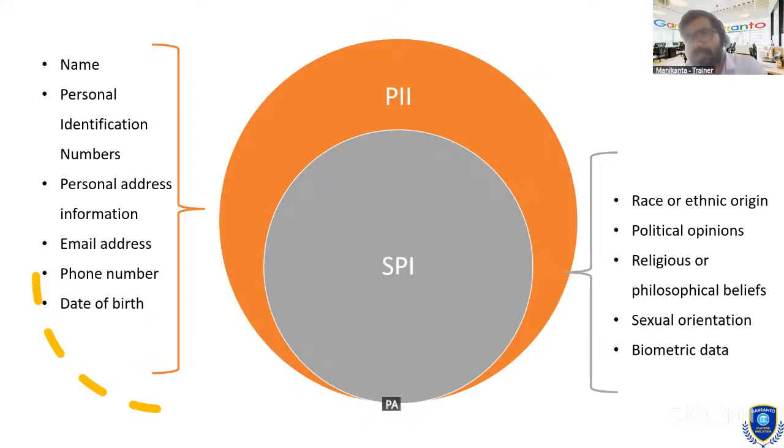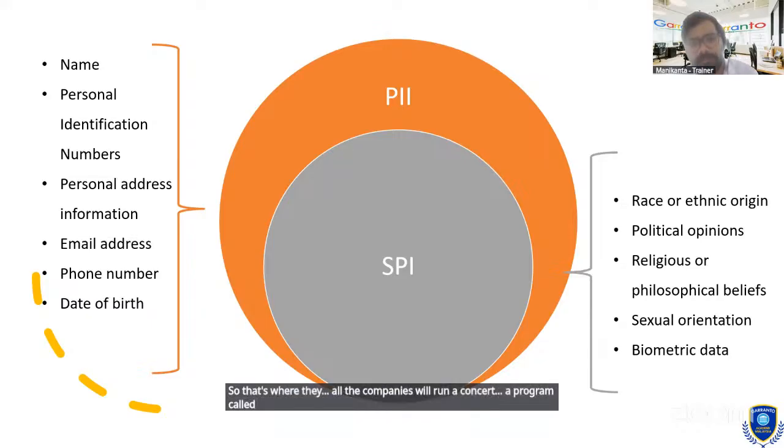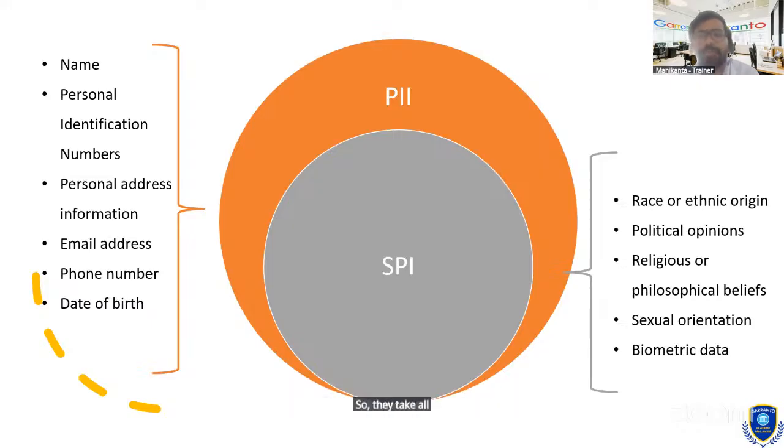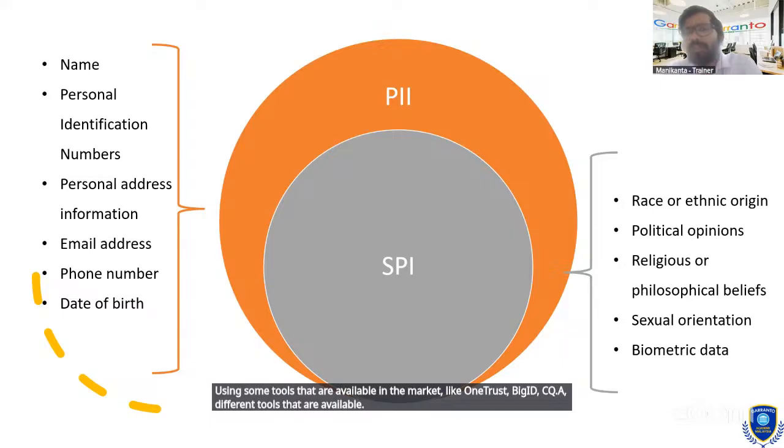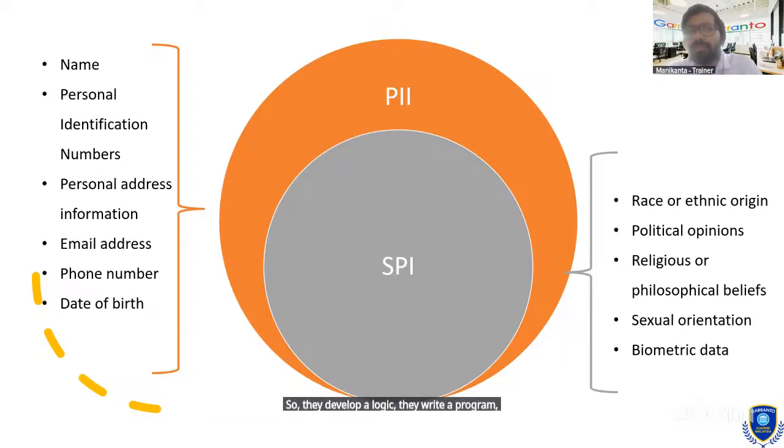PI is also sensitive in nature, but unless you combine it with something, they can't identify you. Even if it is identified, it has to be secured. So that's where all the companies will run a concept or a program called data discovery. They take all these attributes and start figuring out, using some tools that are available in the market like OneTrust, BigID, Secure.ai, different tools. So they develop a logic, they write a program, and it will go and identify all the systems in an organization where this data has been stored.